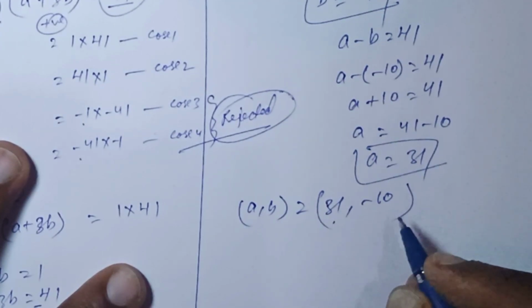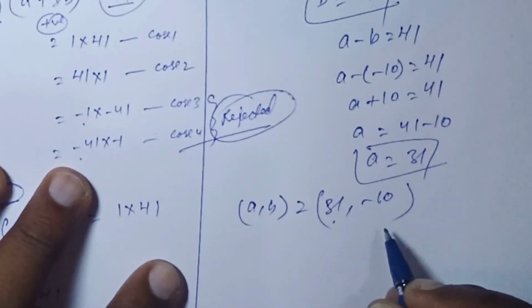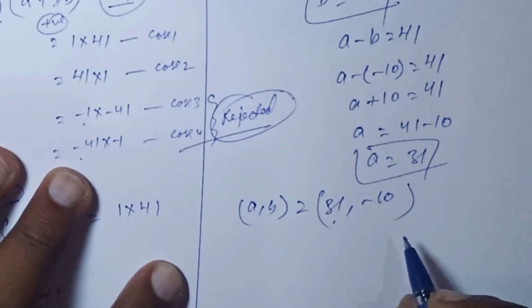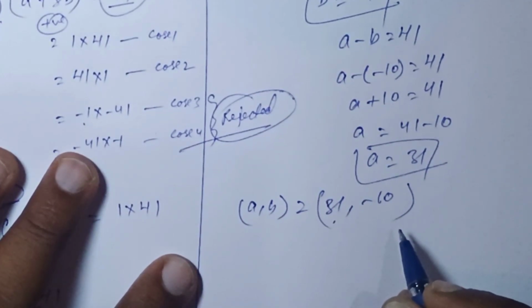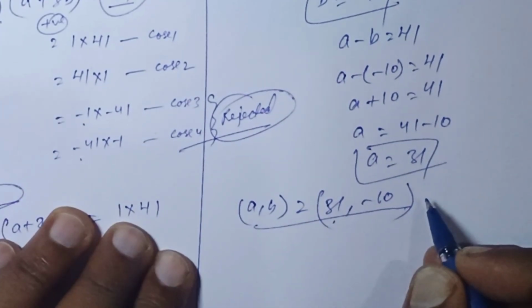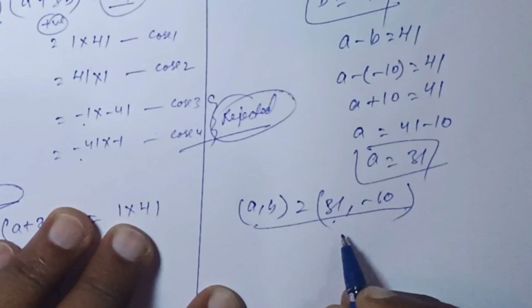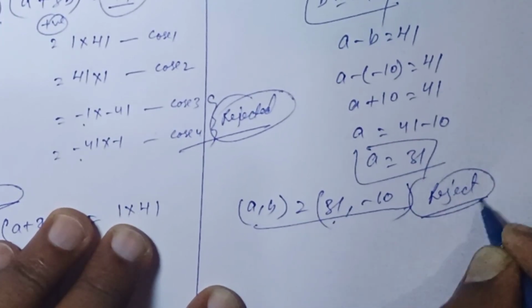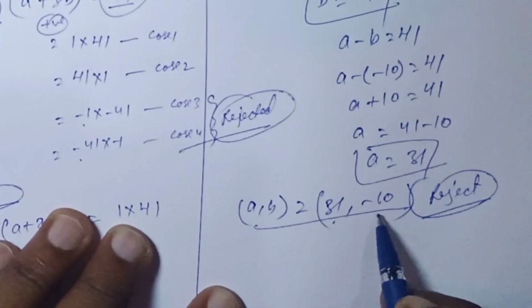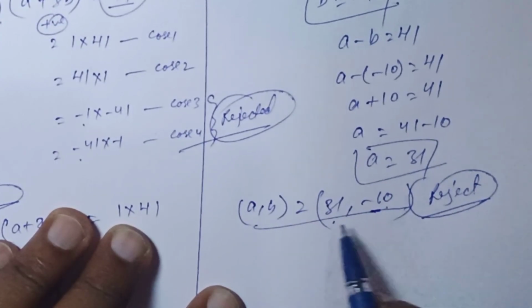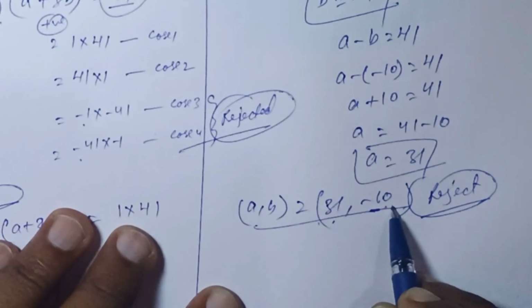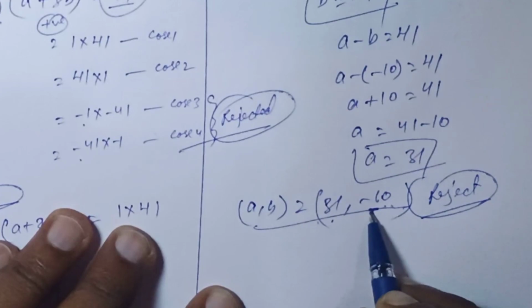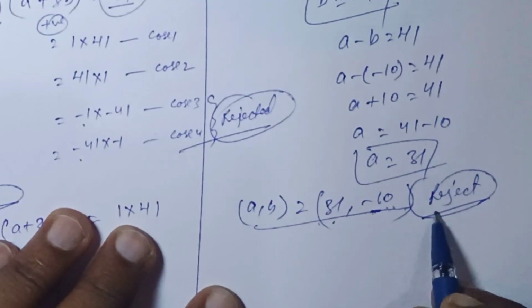So this value does not apply the condition, so they will be rejected. They will be rejected because, see here, negative form, negative 10. Here positive 10 only belongs to positive, means that belongs to natural numbers, that will be accepted. So here minus 10, so they will be rejected.